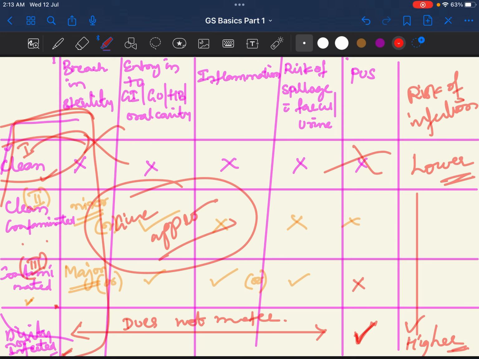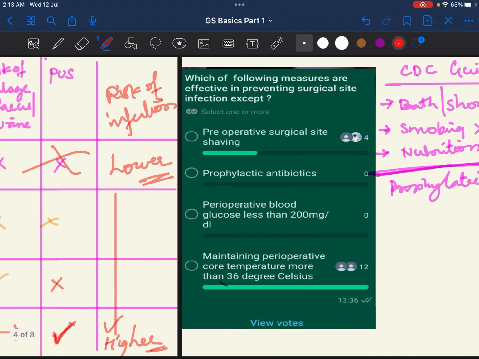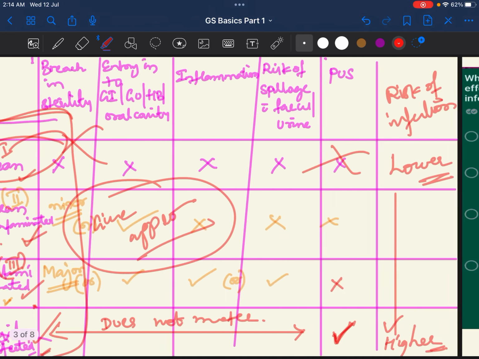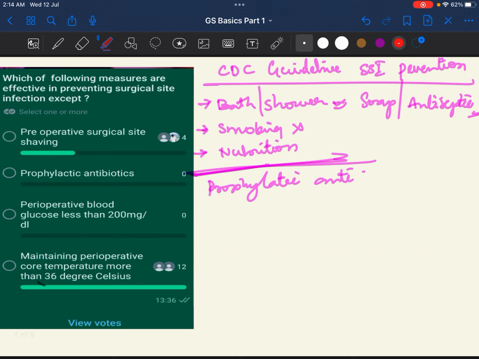So you should not give antibiotics in clean surgery. Next, what about clean contaminated and dirty wounds? In clean contaminated wounds, you can give antibiotic for not more than 24 hours. In the contaminated wound, you should give a full course of antibiotic for 5 days. And what about dirty wound? Here we should always give a full course of antibiotic for 7 days at least.